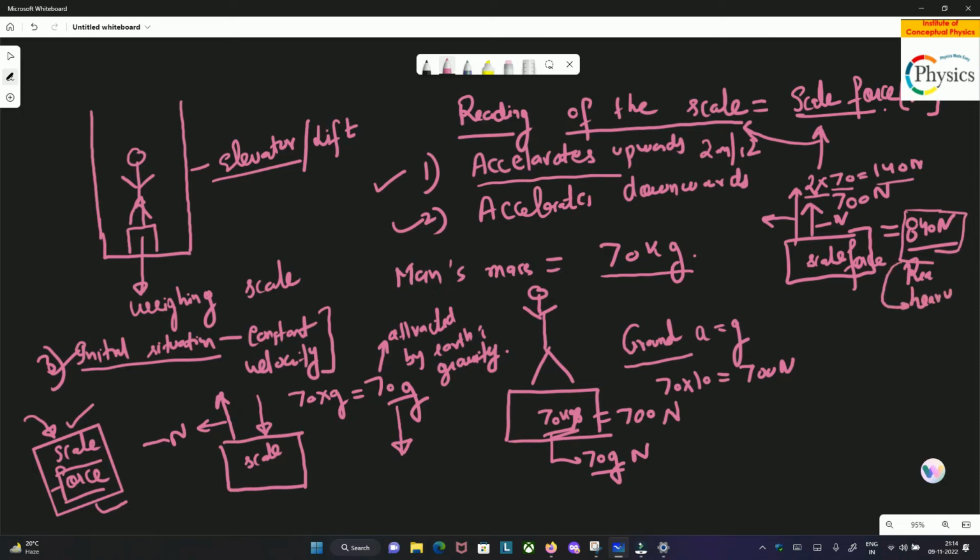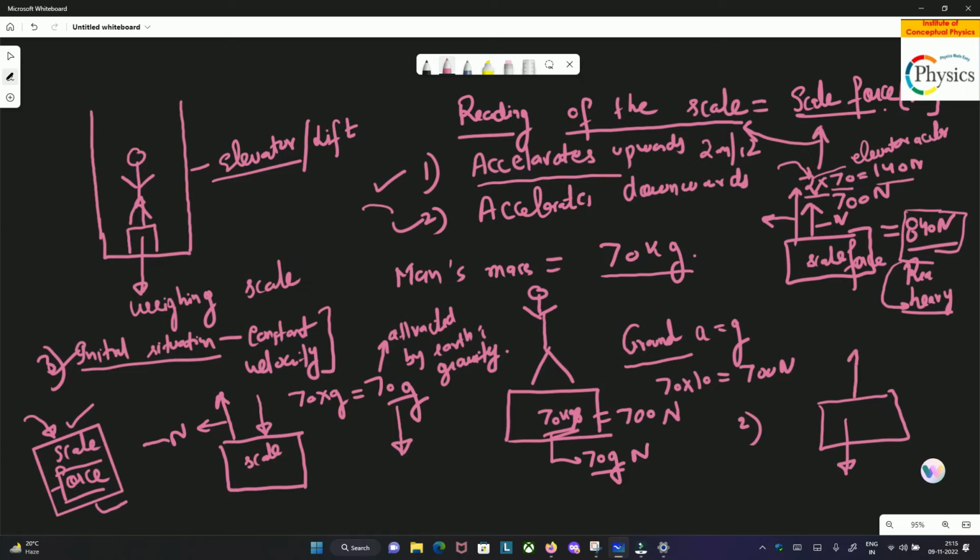Part 1, lift is accelerating upwards. What will be the reading of the scale? The reading of the scale will be 840 newtons. I'm repeating myself to ensure that this point gets hammered in your mind very, very clearly, because this is where most of the students falter in their understanding. It's a very important point, a very different way of thinking about the weight concept itself, the reading on the weighing scale.